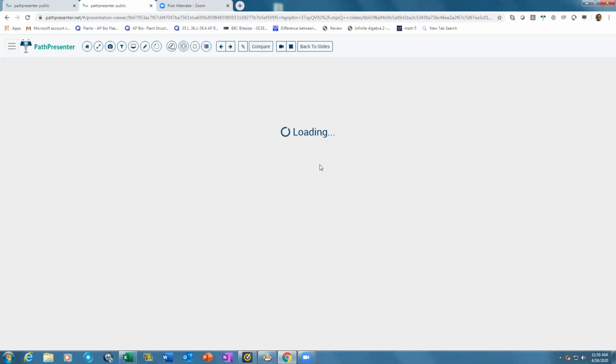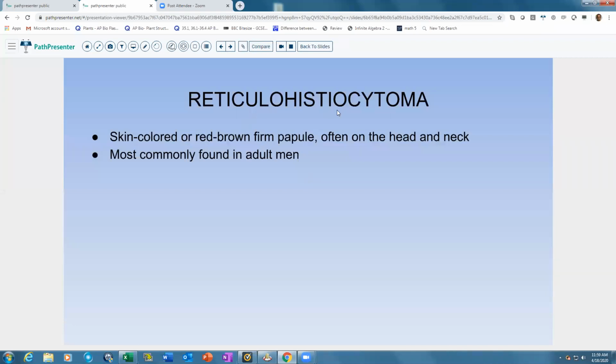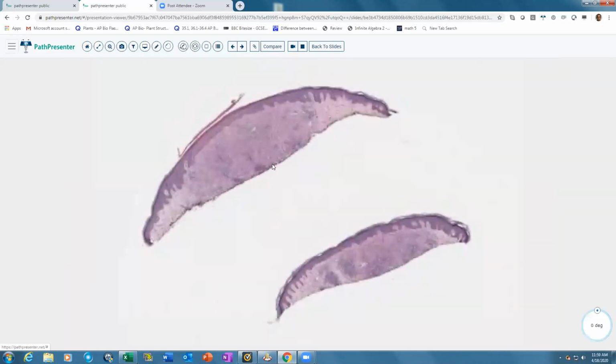And then the last diagnosis in this section is reticulohistiocytoma, that can again be confused with the other xanthomatous disorders. These are usually skin colored or red brown firm papules, often on the head and neck. When they are multiple, it is called multicentric reticulohistiocytosis, but usually they present as single lesions in adult men. Characteristically, these lesions are again composed of cells that look a little bit xanthomatous.